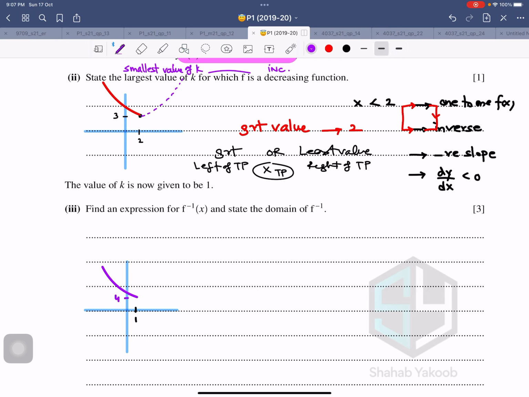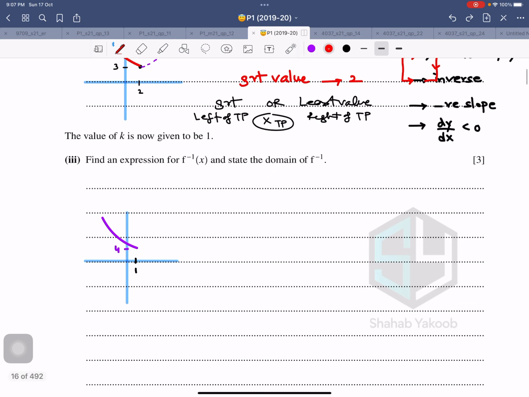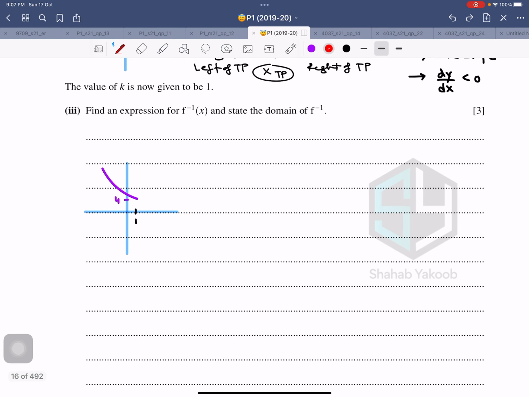That is the coordinate of this point. This is not the turning point. The turning point was somewhere over here. That was 2 comma 3. This is left of the turning point. So ignore this part. Now when I look at this question, what do I see?